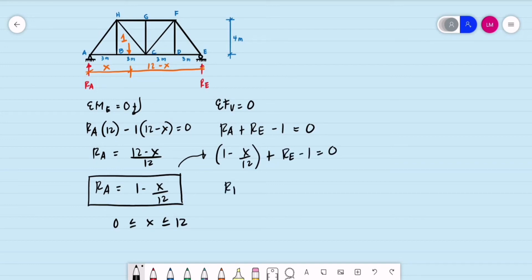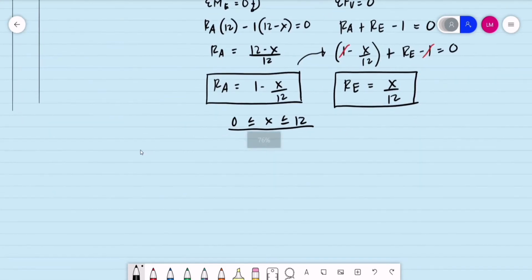So for the vertical reaction at E, we can eliminate this term, 1 minus 1, and transpose the negative x over 12, which will give us a positive value of x over 12. So R sub E equals x over 12, the same for the interval from 0 to 12.